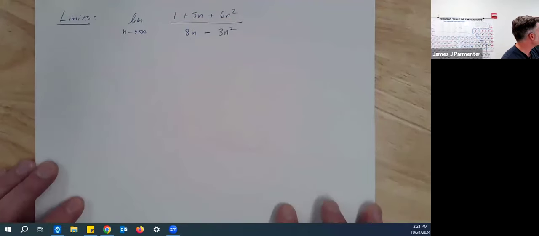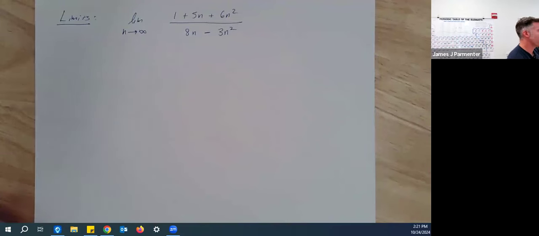I want you all to find this limit. I want all of you to find this limit showing all the work. So don't just say what the answer is. I know you might already know it, but actually show the work. And the work is dividing everything by what? N to the second. Divide everything by n squared.